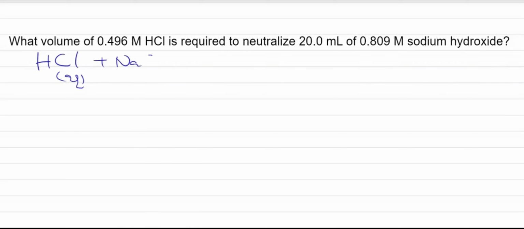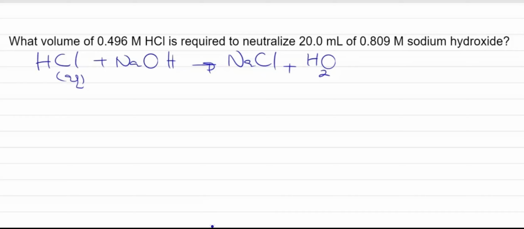It's always a good idea to write all the given variables. Salt and water is produced. In this case, it's 2 there, 2 there. I think that is balanced. Yeah, it is balanced. So that means we don't need that 2 there, and I don't need that 2 either.